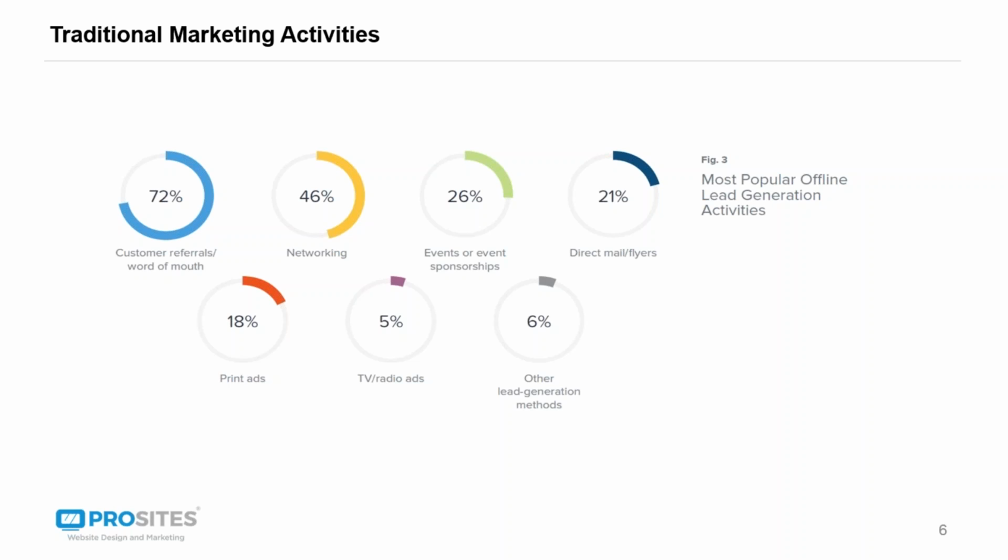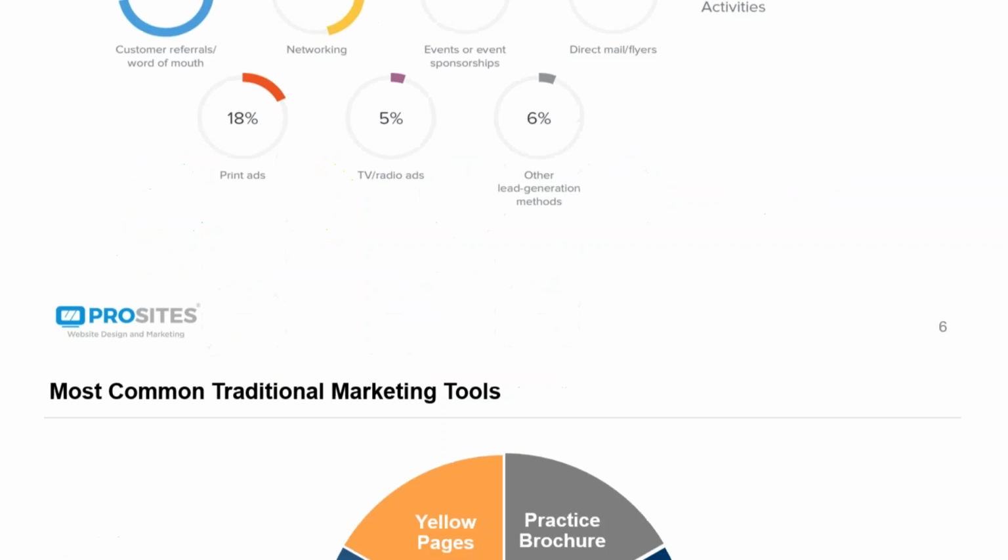Next is networking. Many dentists, most of you, still do networking, and that's still a powerful way. Going to events or event sponsorships. Some 20% use direct mail and flyers, and then you see print ads, and some small group of people use TV primarily or radio ads, and then other lead generation methods. So these are considered to be traditional marketing activities that dental practices use to get new patients.